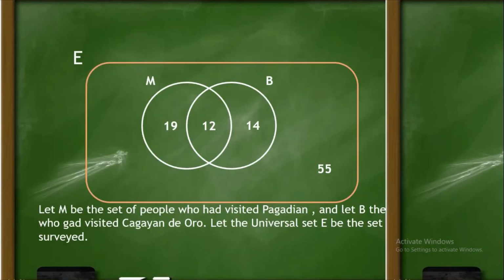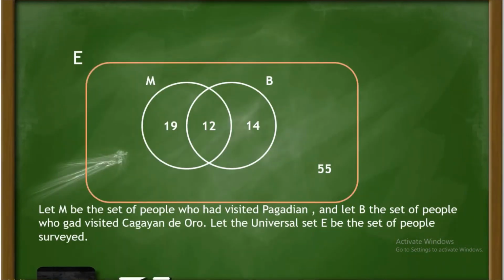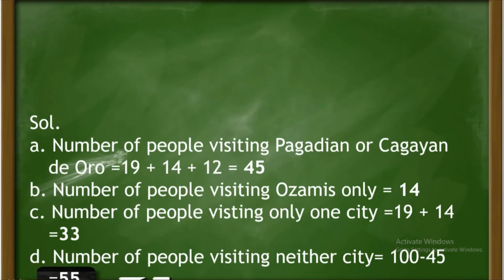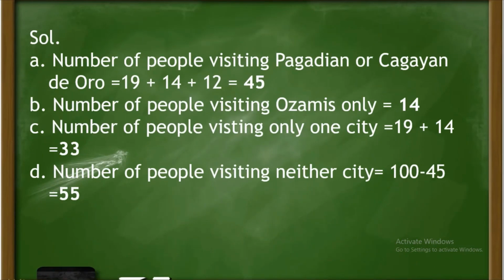And number 2, find the number of people who had visited Cagayan de Oro but not Pagadian. So, isa lang daw yung napuntahan, and that is 14.